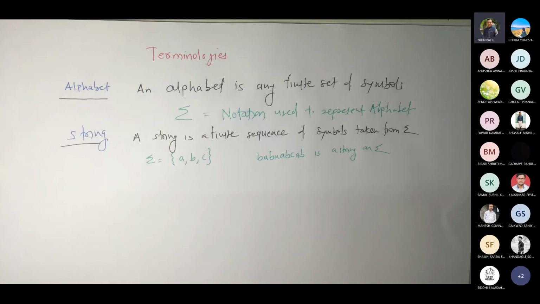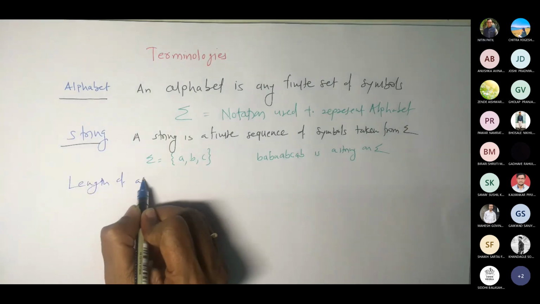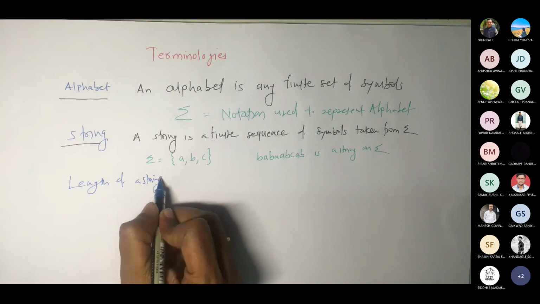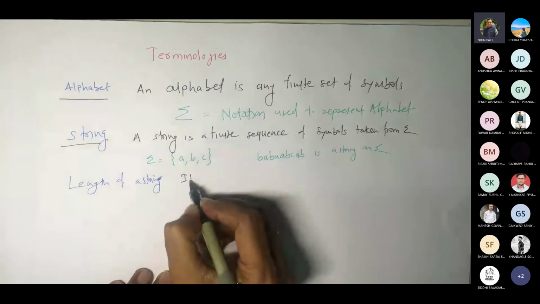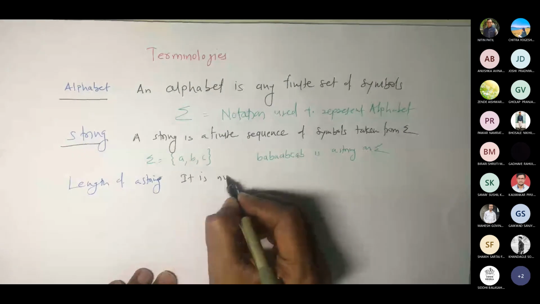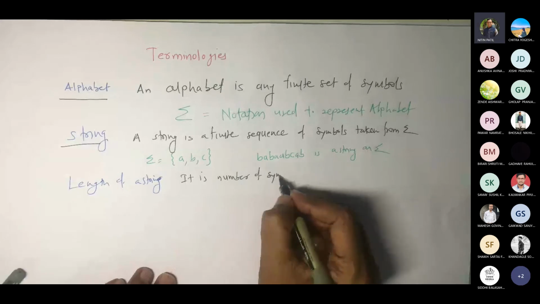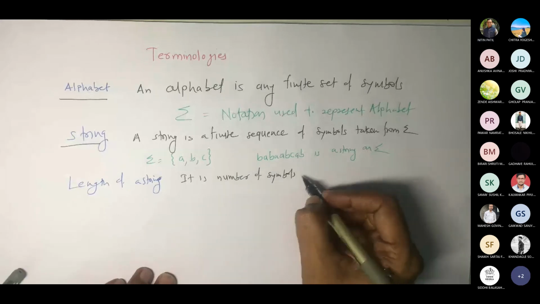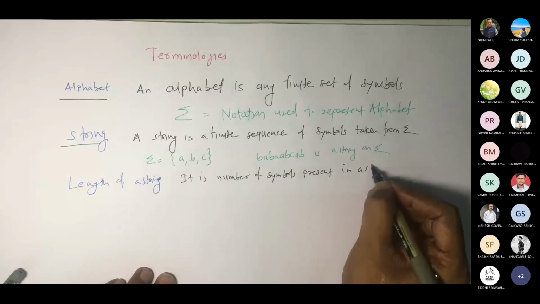Correct? Okay, so that is where you require an operation called length. Length of a string. What exactly is this length of a string? It is the number of symbols present in a string.